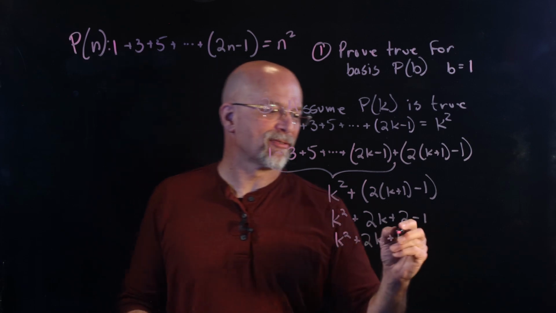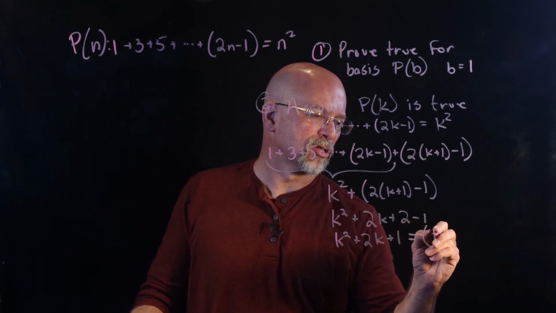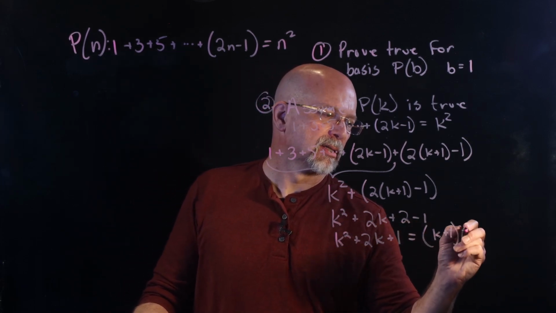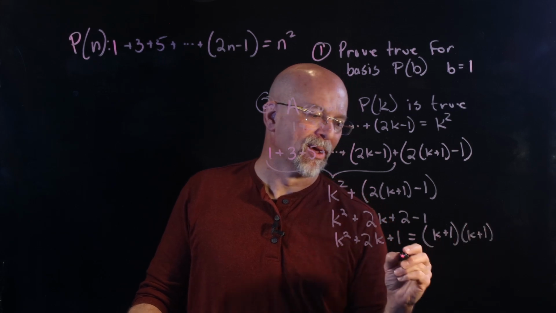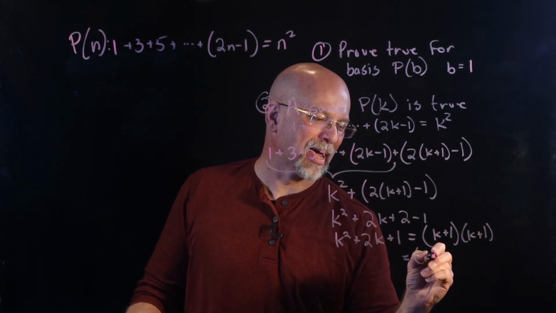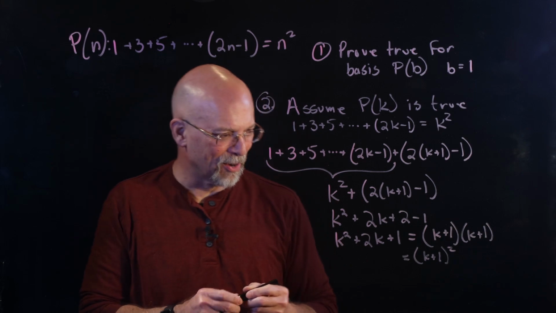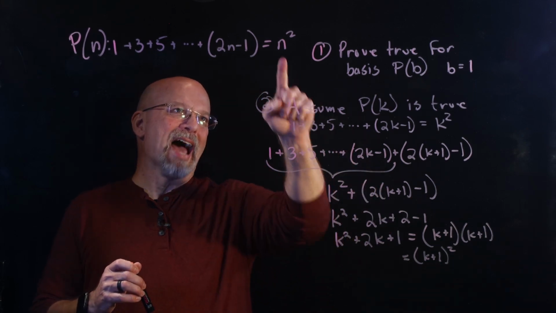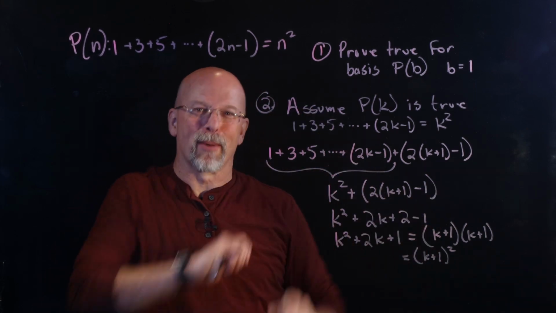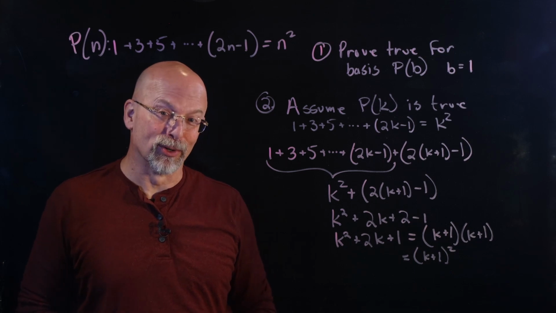I simplify this, I get k squared plus 2k plus 1, so 2 minus 1 is just 1. Guess what? That factors, and it factors into (k+1) times (k+1), which is equal to (k+1) squared. (k+1) squared, that's the other side of this proposition. We've proved it true.